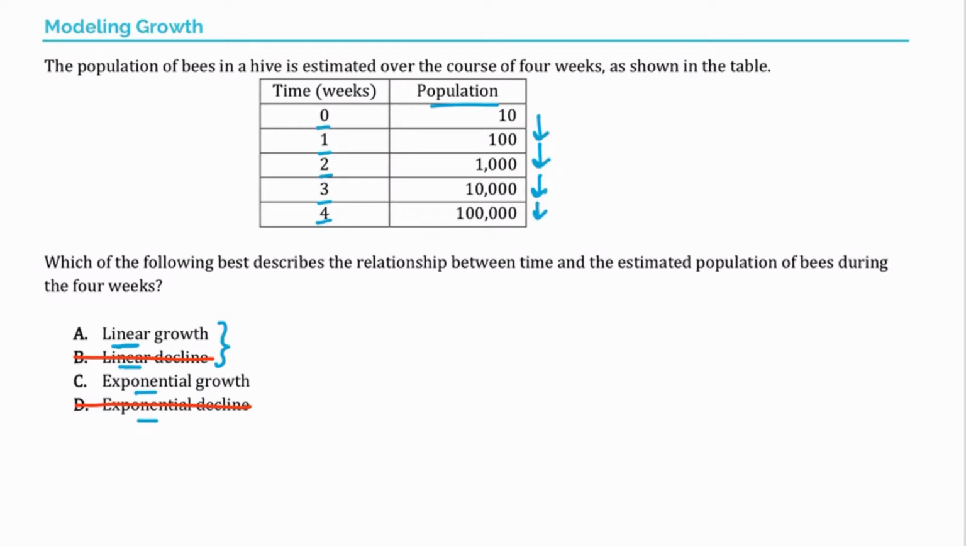Because remember, with a linear change, it's the same amount each time. With an exponential change, there's something you're multiplying or dividing by each time. And if we look carefully, to get from 10 to 100, we multiply by 10. Then we multiply by 10 again to get from 100 to 1,000, then multiply by 10 again, and again. Because we are multiplying between each of those terms for the population, we know that it is exponential growth. The key difference is that linear means increasing by the same amount, while exponential means there's some factor that we're multiplying or dividing by each time.